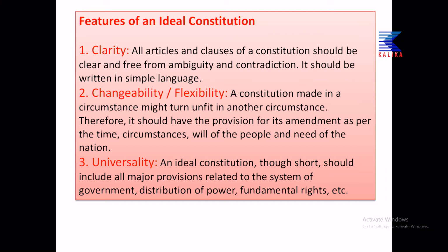The next feature is changeability or flexibility. A constitution is made according to the circumstances, so that it might turn unfit in other circumstances. For example, you can look at the Constitution of 2047, which is not fitted for this time. So, we made the changes.